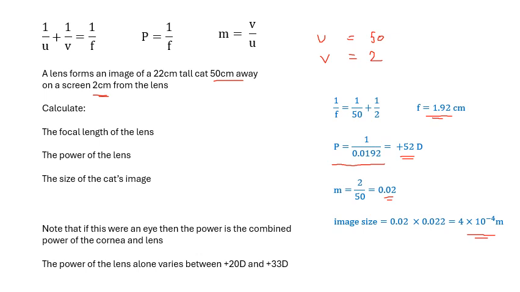And by the way, this screen is 2 centimeters away. Usually we take the diameter of an eyeball to be about 2 centimeters. I think on average it's about 2.4 centimeters, the diameter of an eyeball.